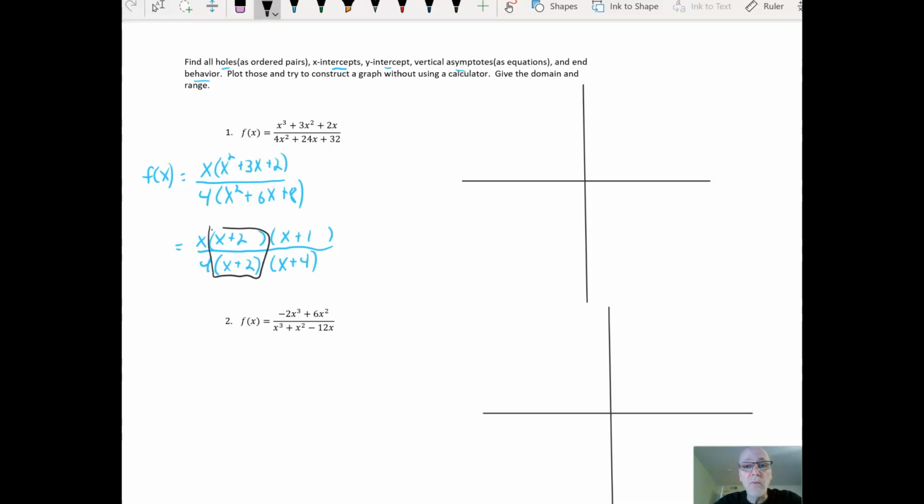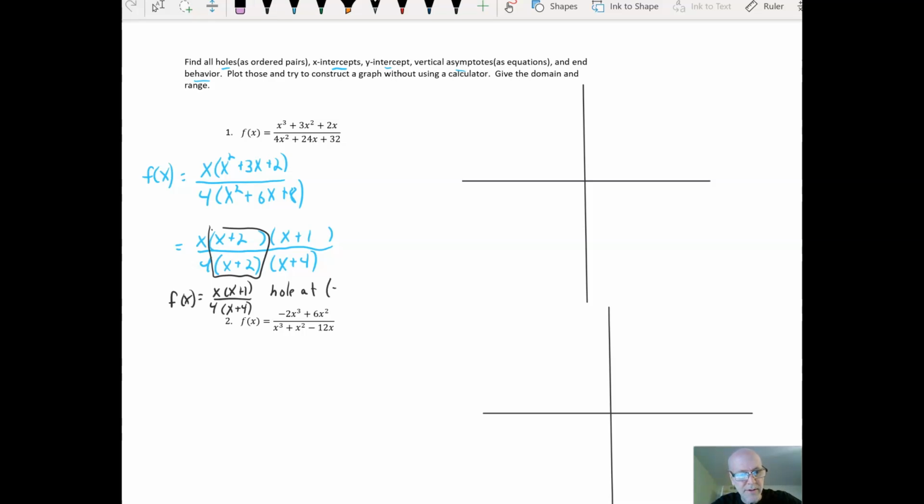Okay, so we can see there's a common factor here, so we're going to take that out, and that's going to be our hole. So the way that we're going to look at the function now is that f of x is going to be equal to the reduced rational function, which is x times x plus 1 over 4 times x plus 4, with a hole at, and what makes the canceled term 0, the 0 of x plus 2, would be negative 2, so that's going to be the x coordinate. And the y coordinate, we're going to have to plug in a negative 2 and find f of negative 2.